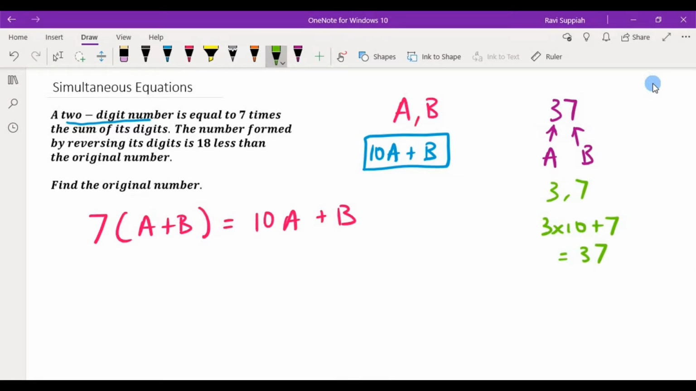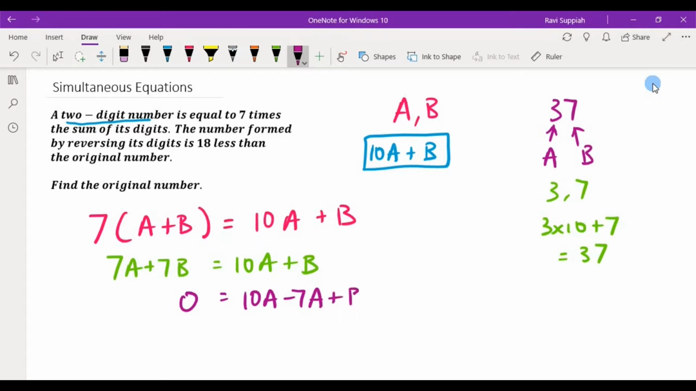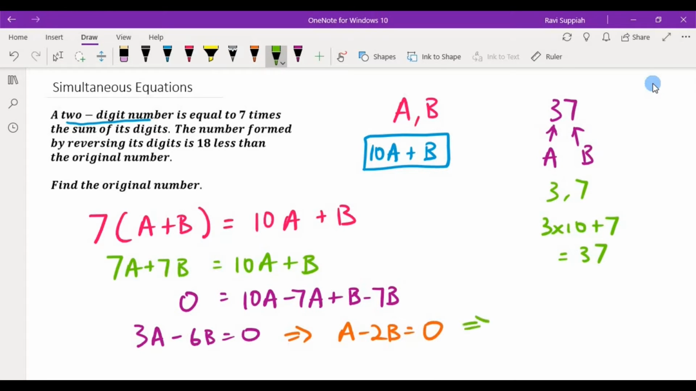Let's expand this. I get 7a plus 7b equals 10a plus b. Bringing everything to the other side, 10a minus 7a plus b minus 7b gives me 3a minus 6b equals 0. I can simplify that to a minus 2b equals 0. From this equation, we know that a equals 2b. That is the relationship between a and b.